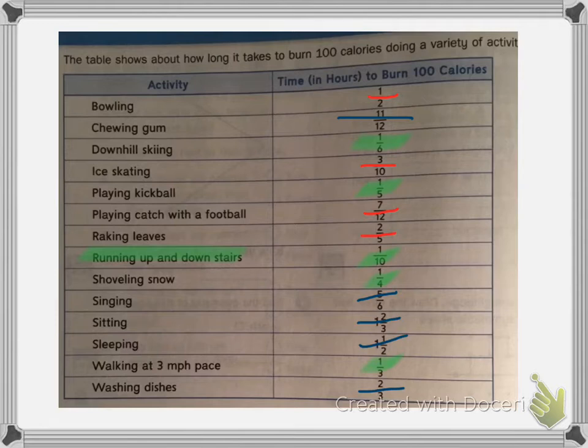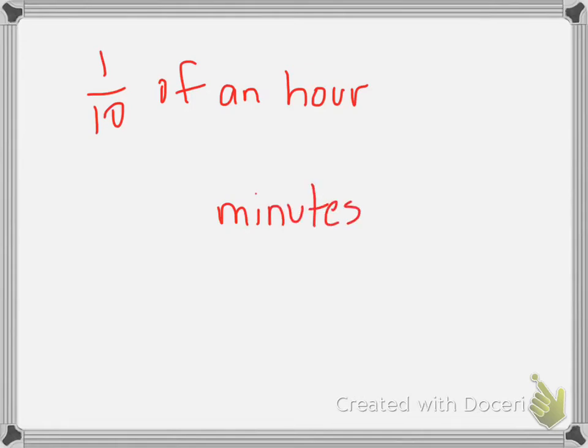So our problems today are not going to be just to find an activity that is the lowest. It's going to say something like this. Okay, so we know running up and down stairs is 1/10 of an hour. How many minutes is that? So if you were going to be tasked with finding out 1/10 of an hour is how many minutes, what process would you use? Well, pause this video and try to figure that out, and then start the video once you have an answer.